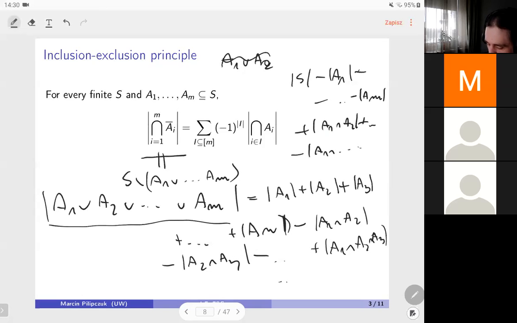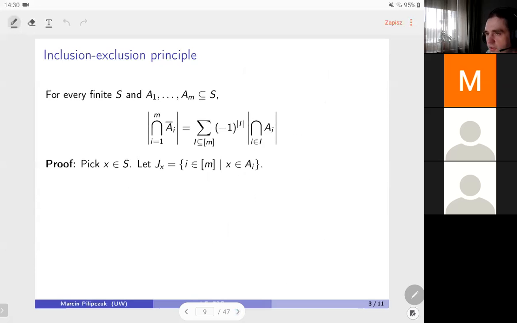And if you want the formal proof, it's really like counting how many times each element is counted on each side. So pick one guy from the universe and see how many times it's counted here and how many times it's counted there. Well, let's look. J_X is the set of indices of the sets that contain this element, so in which A_i this element is contained.